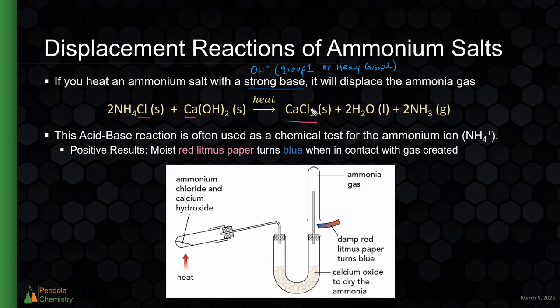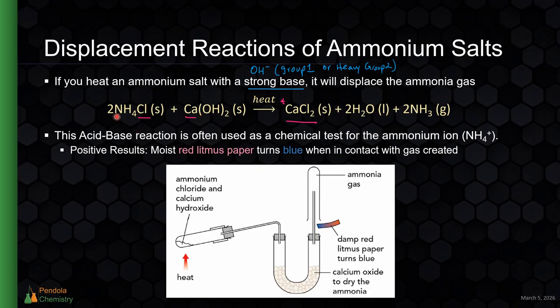So this right here is the only thing that will vary in these reactions. And the cation comes from the base, whereas the anion comes from the ammonium salt. So this reaction creates a few things, but one of the main products is that ammonia. Because ammonia is released, we can use this reaction as a test for ammonium salts.